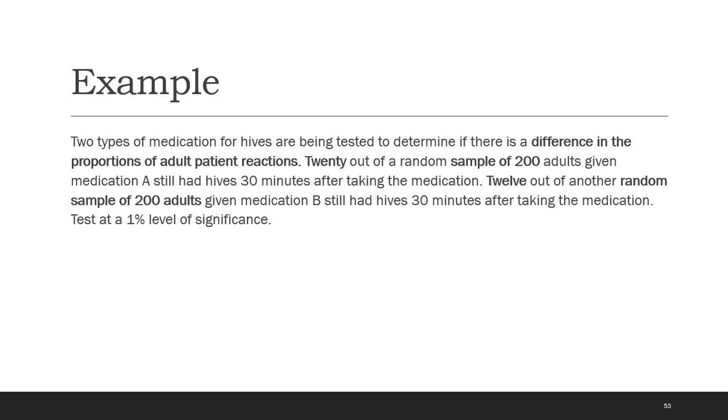So let's just jump into the examples now. So we have here that two types of medication for hives are being tested to determine if there's a difference in the proportions of adult patient reactions. So 20 out of a random sample of 200 given medication A still had hives 30 minutes after taking the medication. 12 out of another random sample of 200 adults given medication B still had hives after 30 minutes after taking the medication. So we're going to test at the 1% level of significance.